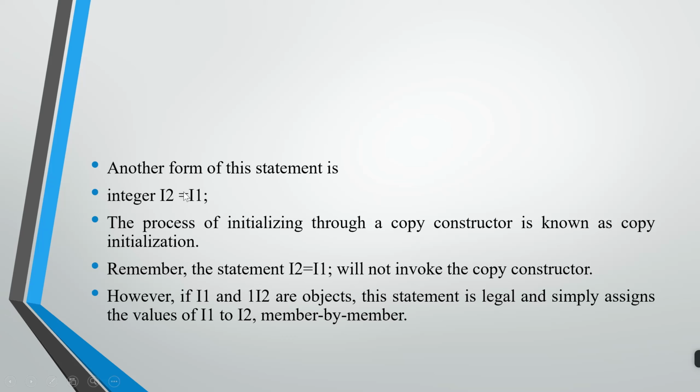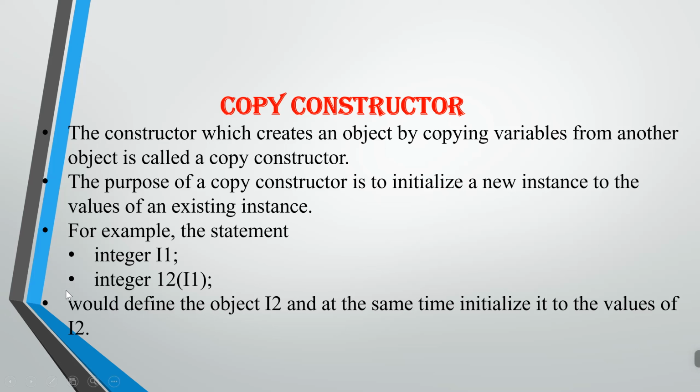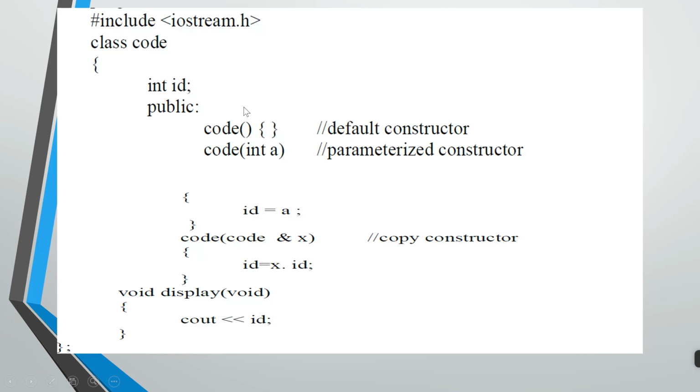Here I2 = I1 is not a constructor. It doesn't invoke any constructor. It assigns a value. But I2 of I1, what we see over here, is actually an example of a copy constructor. Here a beautiful example is given. ID is an attribute which is defined under integer.